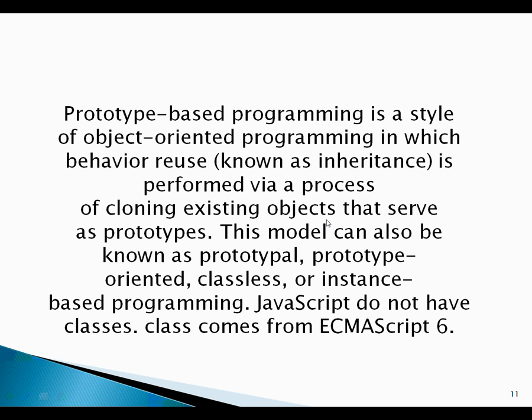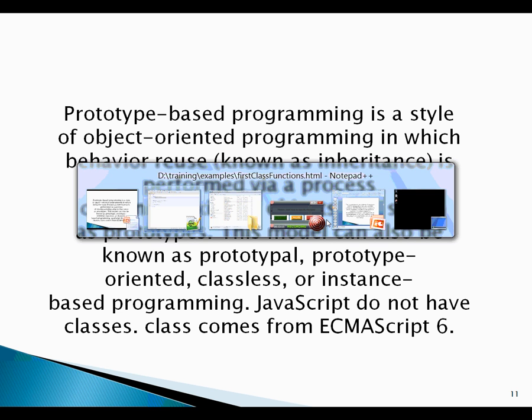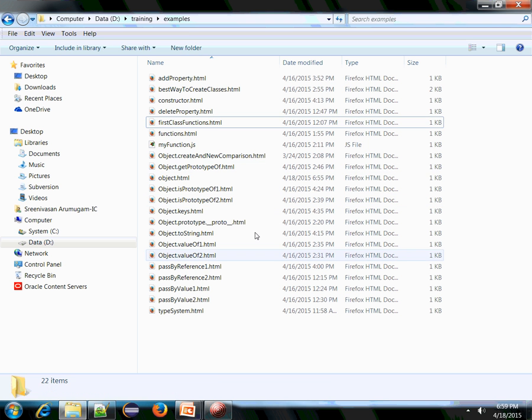Prototype-based programming is a style of object-oriented programming in which behavior reuse, known as inheritance, is performed via a process of cloning existing objects that serve as prototypes. This model can also be known as prototypal, prototype-oriented, classless, or instance-based programming. JavaScript does not have classes. Class comes from ECMAScript 6. So the earlier example that we saw with respect to the prototypes is what this slide exactly tells about.